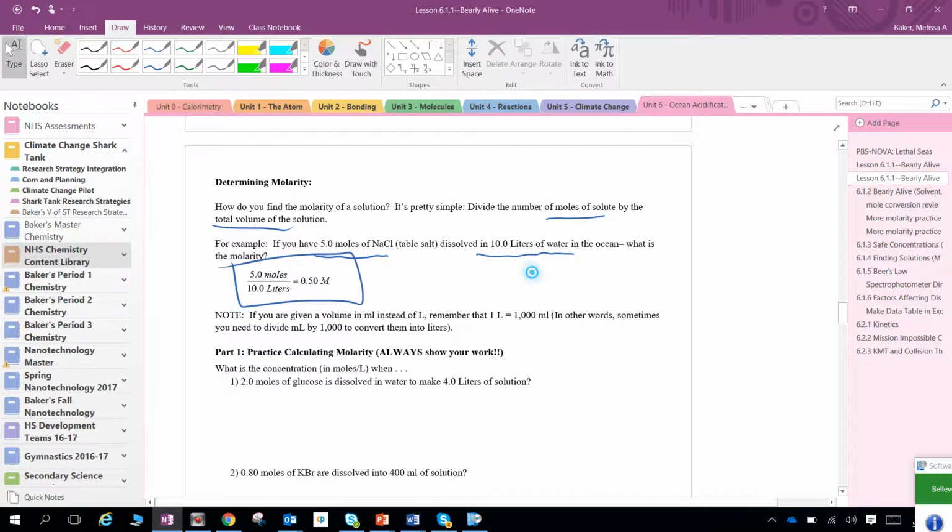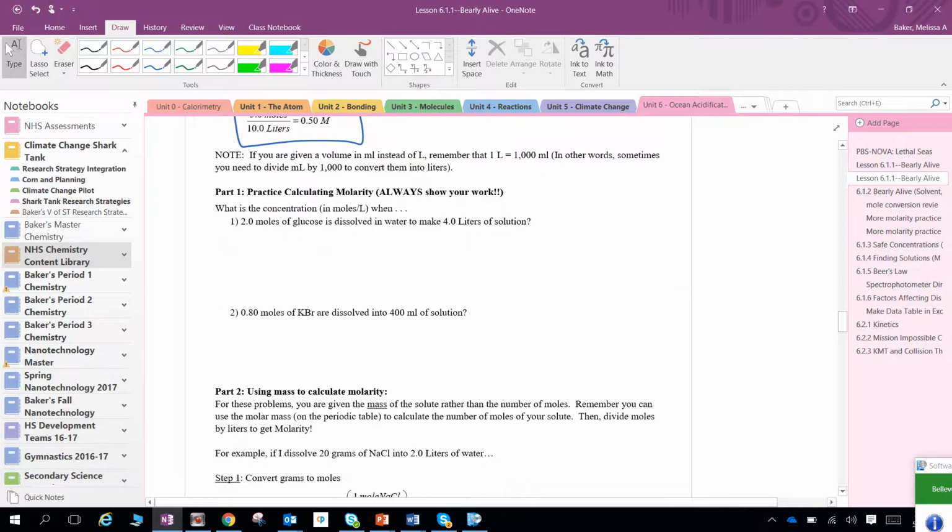Okay, good. I can still draw, even with the interruption. So let's do a few more examples here. What about the concentration if you've got 2 moles of glucose in 4 liters of solution? Oh, it's just like the example problem here. 2 divided by 4, that's 0.5 molar.